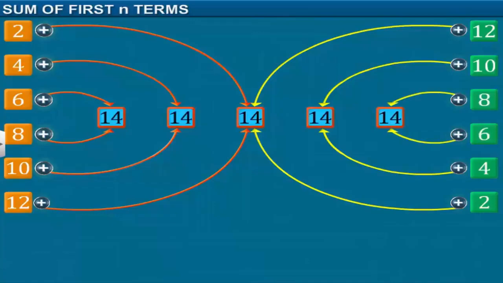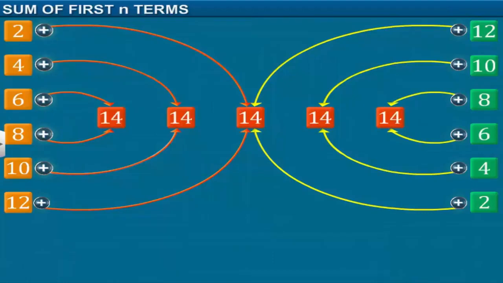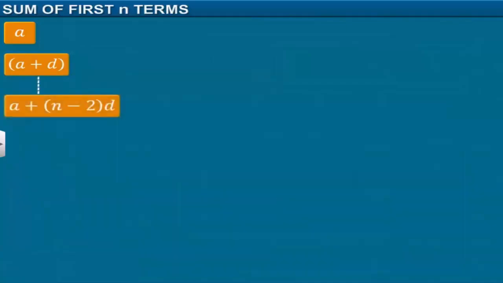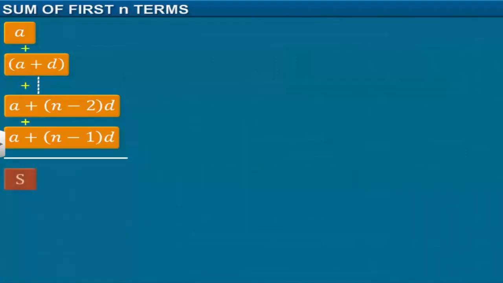Let's consider a standard arithmetic sequence where a equals first term, d equals common difference, and n equals number of terms. The first term is a. The second term will be a plus d, and so on. In this way, you can compute each term till the nth term. Let the sum of these terms be s. Now, let's consider the reverse of this AP. In the reversed AP, the last term, a plus n minus 1 multiplied by d, appears in the first position, and the first term, a, in the last position. The sum of the terms of this AP also will be s.